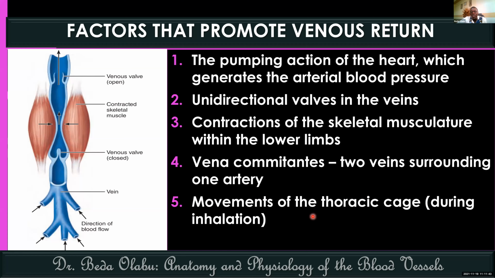The movements of the thoracic cage, especially during the inhalation phase, will also promote venous return. How? During inhalation, the thoracic cage expands. So the volume increases, but that means that the pressure within the thorax reduces. That negative pressure within the thorax helps to pull blood in the vena cava back to the heart as well.